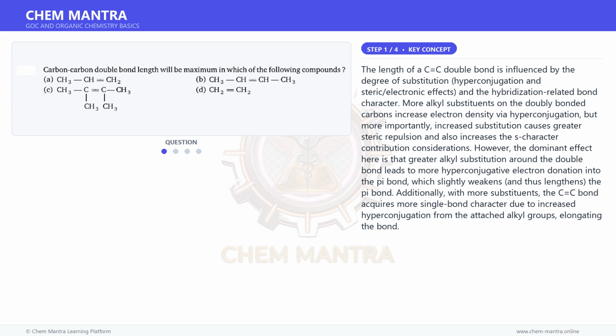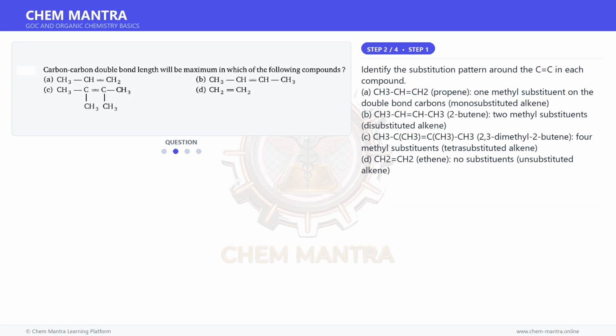However, the dominant effect here is that greater alkyl substitution around the double bond leads to more hyperconjugative electron donation into the pi bond, which slightly weakens and thus lengthens the pi bond. Additionally, with more substituents, the C=C bond acquires more single bond character due to increased hyperconjugation from the attached alkyl groups, elongating the bond.